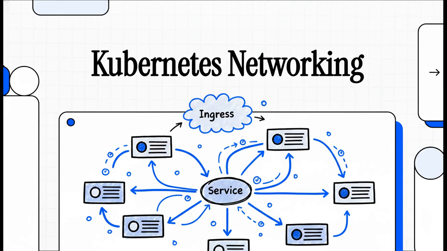Have you ever stared at a Kubernetes diagram and just felt your brain start to melt, wondering how on earth all those containers are actually talking to each other? Well, you're definitely not alone. It can look like a total tangled mess. So today, we're going to untangle it. We are going to demystify Kubernetes networking one simple idea at a time.